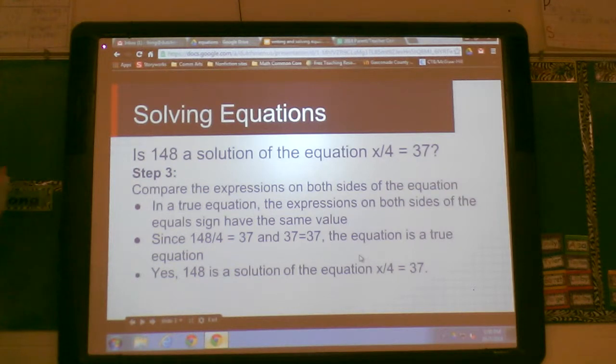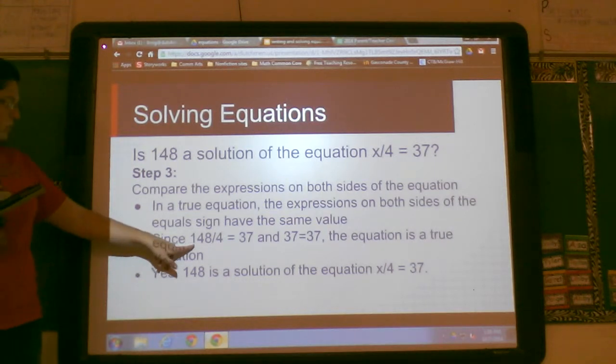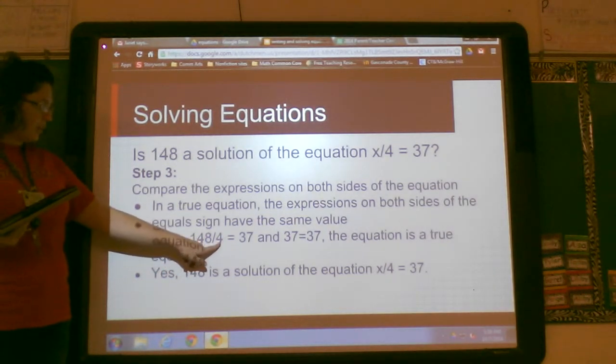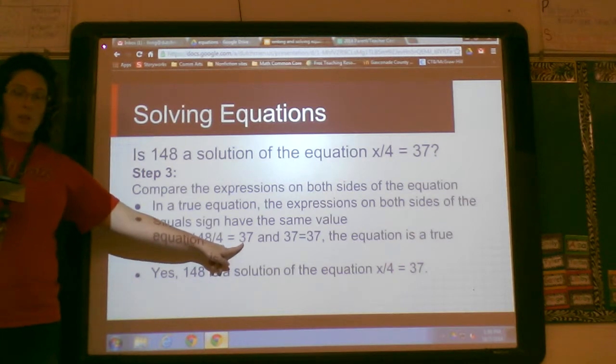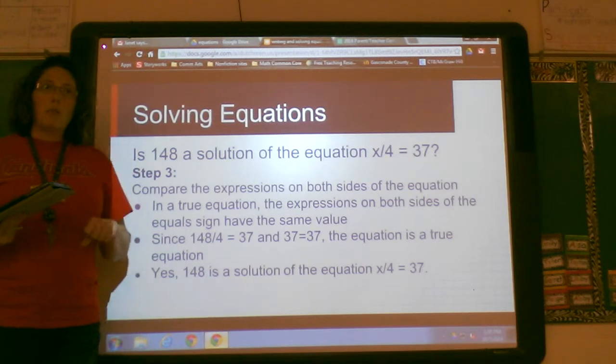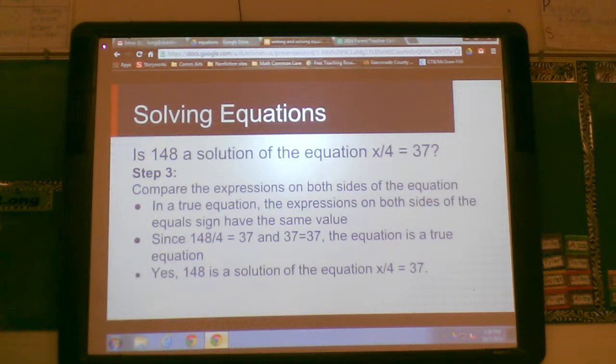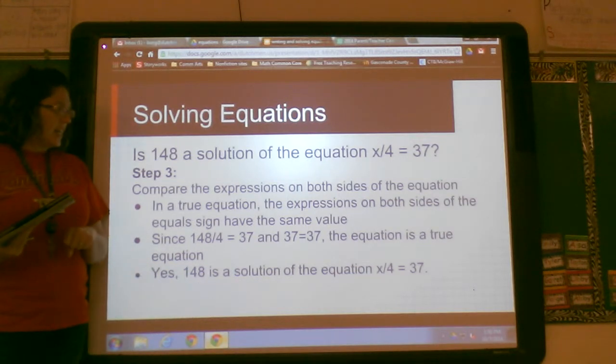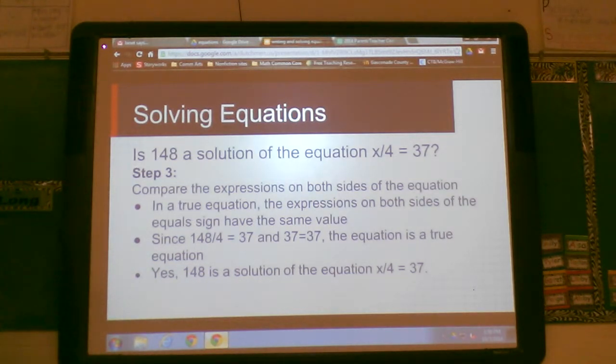Step 3, we're then going to compare the two expressions on either side of the equation. In a true equation, the expressions on both sides of the equal sign have the same value. So, since we already figured out that 148 divided by 4 equals 37, we can now look at both sides. We have 37 equals 37, so that means that this equation is a true equation, that they are equal on both sides. So 148 is a solution to the equation x divided by 4 equals 37.